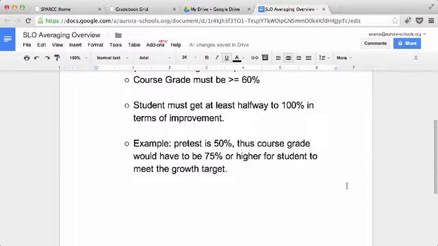A rather straightforward example would be, let's say the student scores a 50% on the pretest, which would be relatively high if they were to do that. The course grade would then have to be 75% or higher for the student to meet the growth target. If you take the difference between 50% and 100%, that's 25%. So they're saying it has to be at least halfway to 100% as compared to the pretest. 50 plus 25, 75%. It has to be 75% or higher.